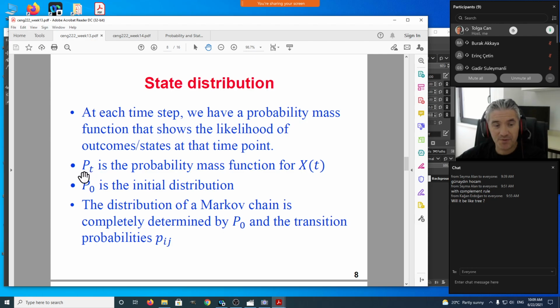So lots of terms coming up in here. This Xt is the random variable, and its probability mass function at time t is indicated as Pt, which can be represented as a vector.